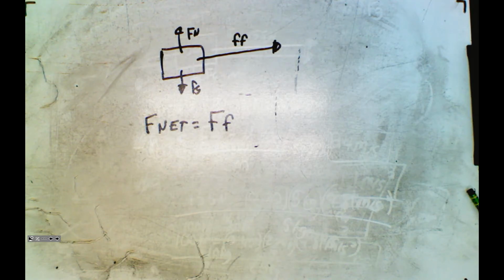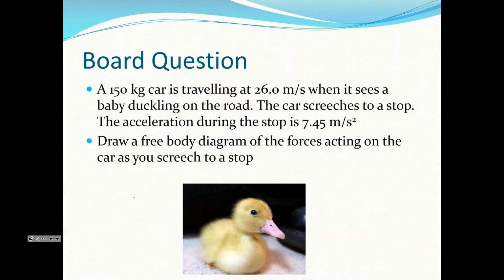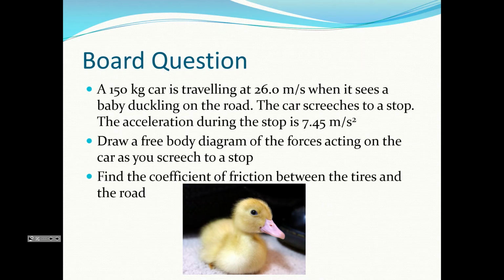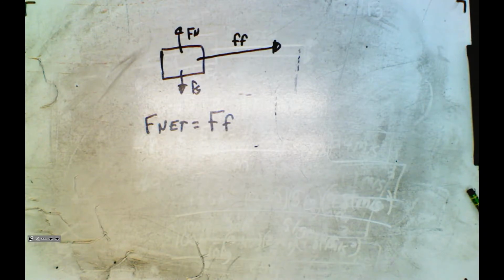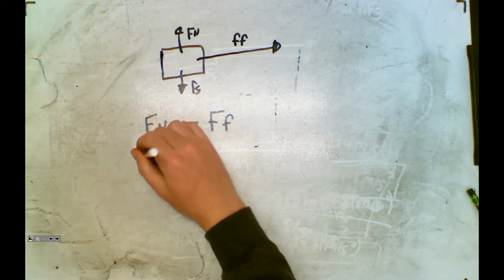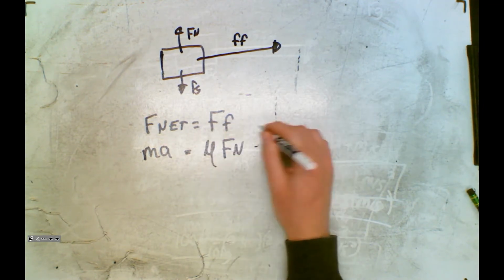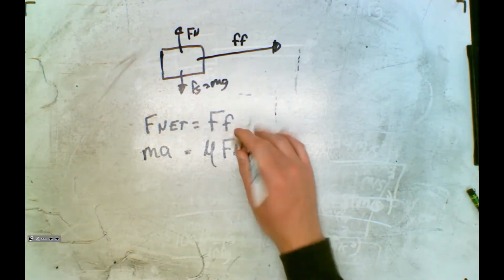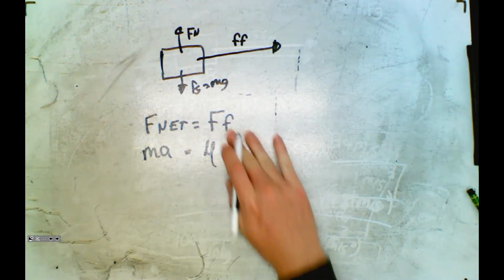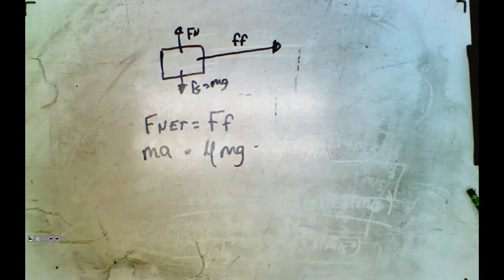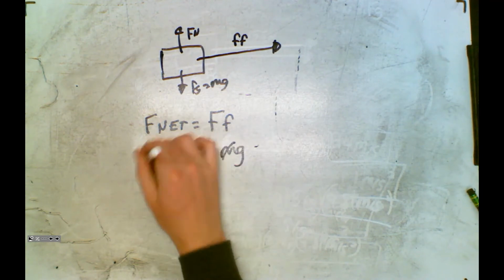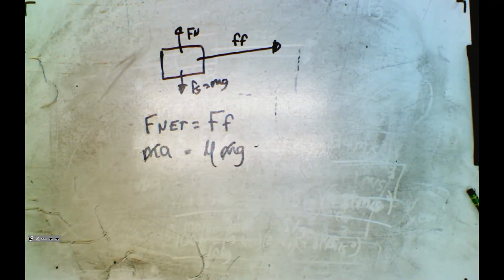So let's do the second half of this question, see if you can get it. Find the coefficient of friction between the tires and the road now that we have the right free body diagram. So pause it again, see if you can do it. Okay, my F net is equal to ma. My force of friction is mu Fn. Fg equals mg, force of normal equals force of gravity. So we can break this down to mg. And the mass of my car actually doesn't matter. We can cancel those out in this situation.